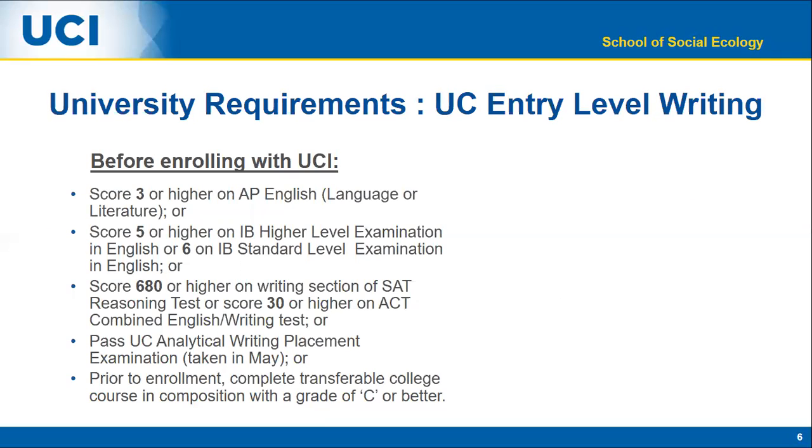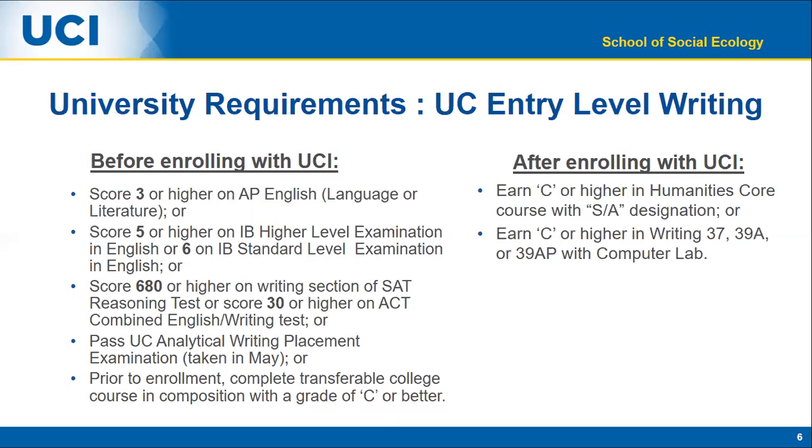This could have also been satisfied with a community college course, but if you've never taken any of these things before, that's totally fine, because once you're here at UCI, then you can take Writing 37, Writing 39A, or 39AP, or you do a course that we call Humanities Core, but you won't be enrolling in that course, so you don't have to worry too much about that.